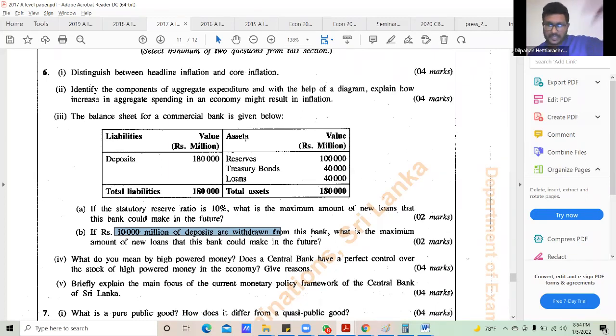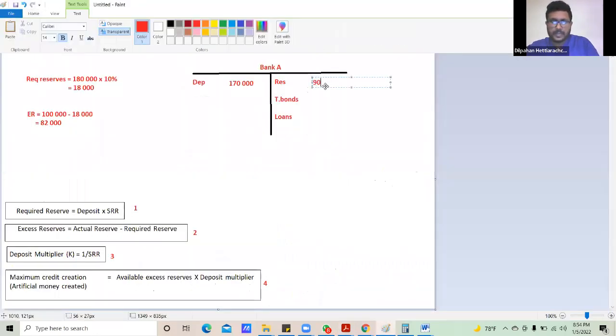Right? So the money they hold will reduce by 10,000. Why? When Cheng Chong Ching came into the bank and asked for money, they have to give money. The bank needs to give money from what they hold with them in the locker or whatever place, right? So the reserves they have kept will reduce by 10,000. So the new value of reserves will be 90,000. And then treasury bonds, will there be a change? No. Loans, not yet. Right. So this is the modified version of the balance sheet.